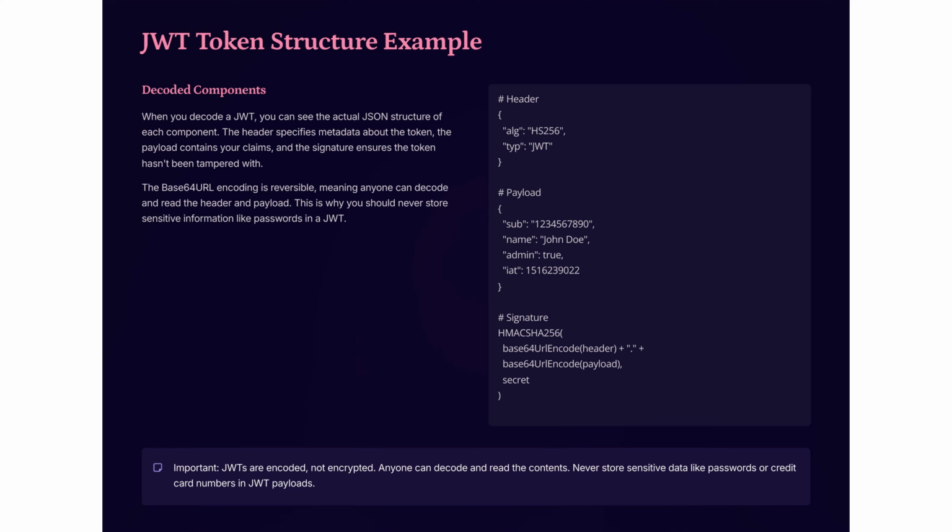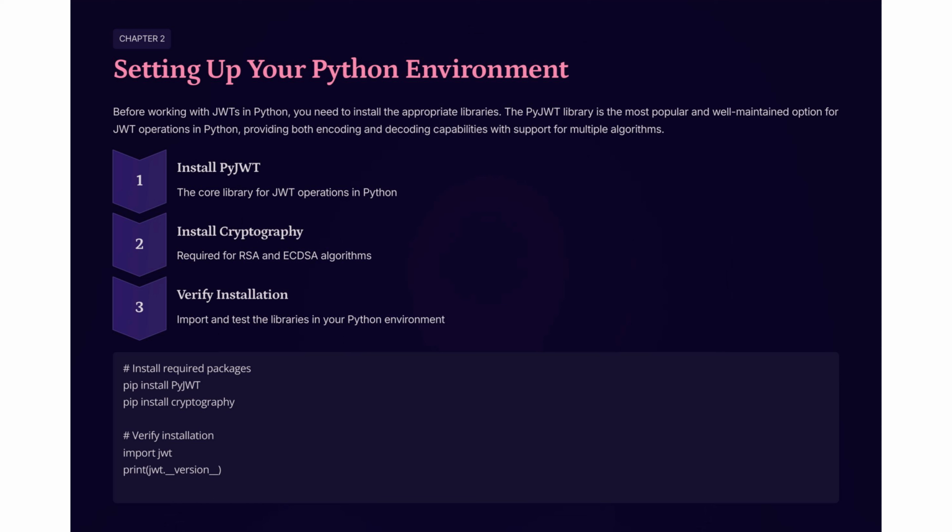Decoding a JWT reveals its JSON structure. The header contains metadata, the payload holds claims, and the signature ensures integrity. Base64 URL encoding is reversible, so never store sensitive data like passwords in JWTs. The header might specify alg: HS256, while the payload could include sub: 1234567890, name: John Doe.